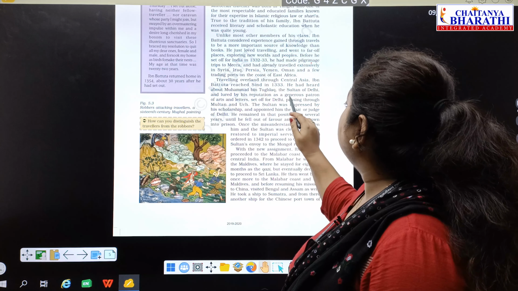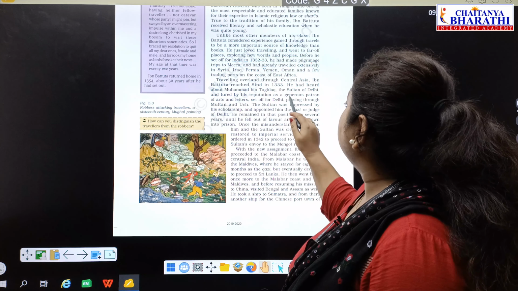He also visited China. He took a ship to Sumatra and from there another ship to the Chinese port town. That means Ibn Battuta was quite a traveling person and he traveled from place to place, or we can say country to country. Here it is said, he traveled extensively in China, going as far as Beijing, but did not stay for long, and decided to return home in 1347.